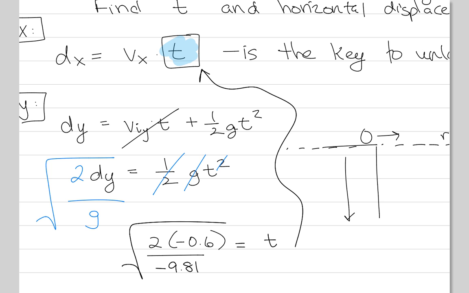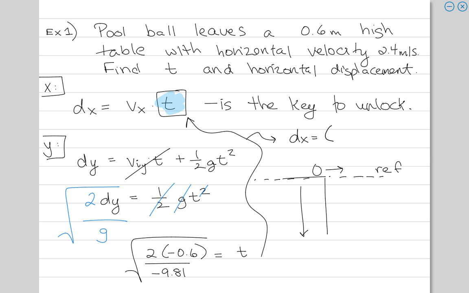So what do you guys get? Thank you, sir. So then we can go dx is equal to vx, which is 2.4, times the time that we just calculated. Thank you, Phelan, 0.35. And we get our horizontal displacement, which is what?